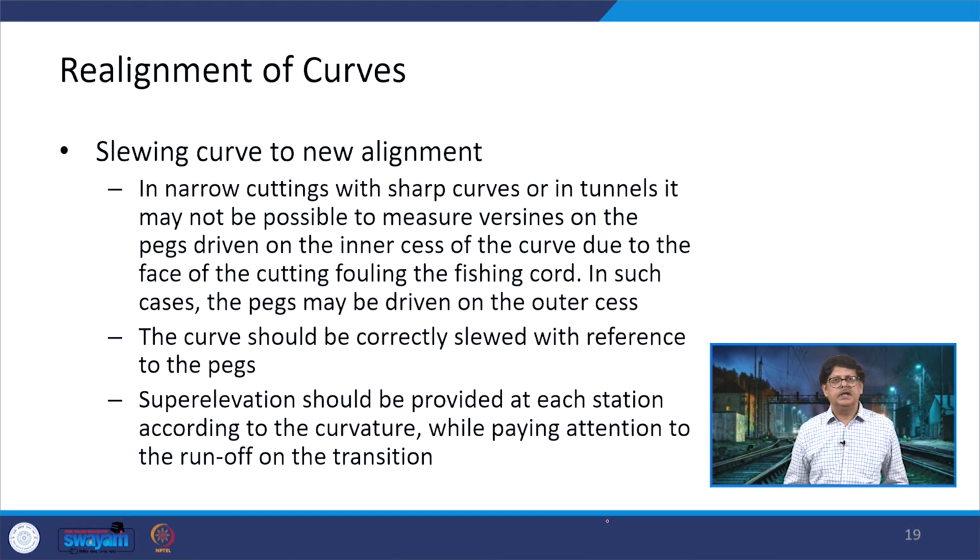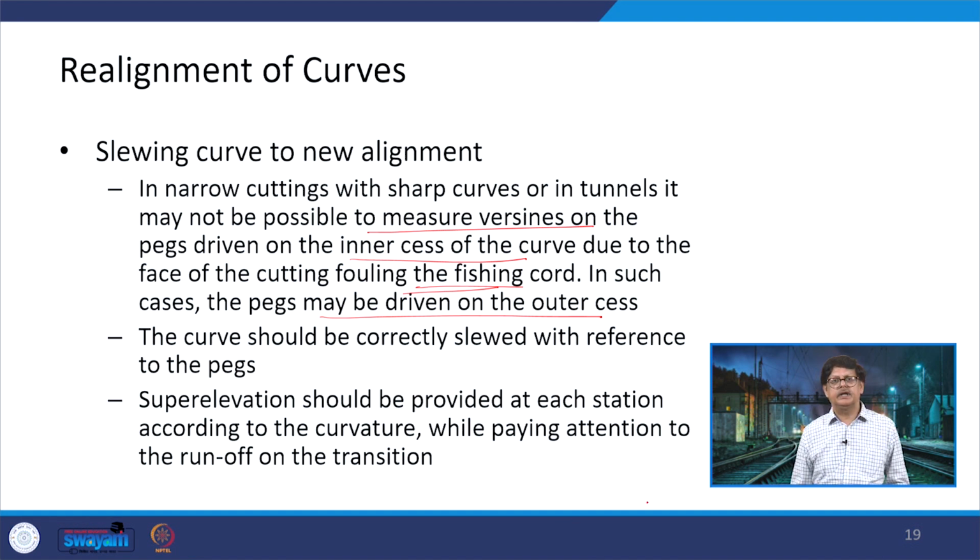In narrow cuttings with sharp curves or in tunnels, it may not be possible to measure versines on the pegs driven on the inner cess of the curve, due to the face of the cutting obstructing the fishing cord. In such cases, the pegs may be driven on the outer cess. So, if some practical issues are there, not necessarily every time you are putting it on the inner side, you can be putting it on the outer side.